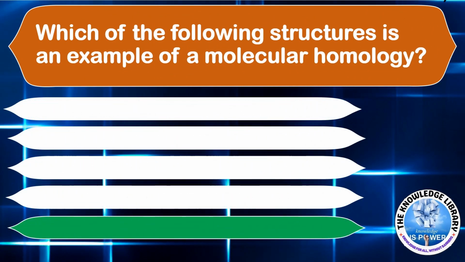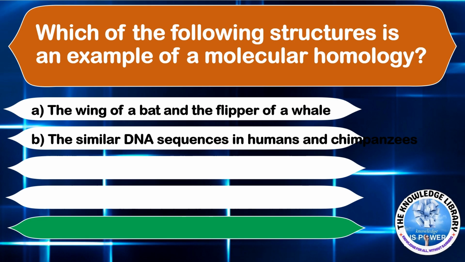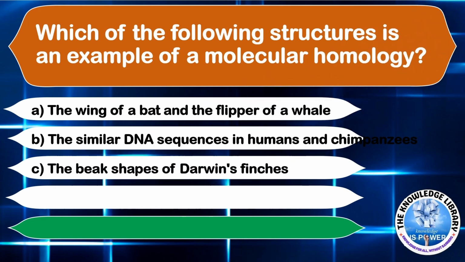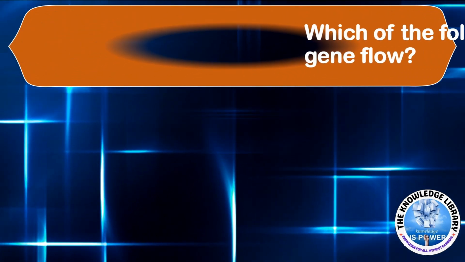The next question is, which of the following is an example of molecular homology? Option A, the wing of a bat and the flipper of a whale. Option B, the similar DNA sequences in humans and chimpanzees. Option C, the beak shapes of Darwin's finches. Option D, the eye structures of octopuses and humans. Answer is option B, the similar DNA sequences in humans and chimpanzees.